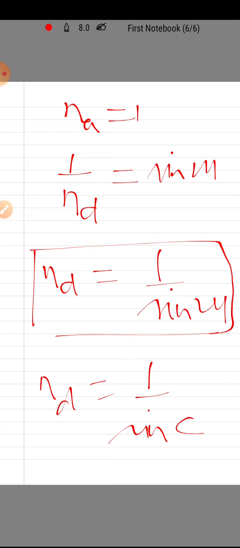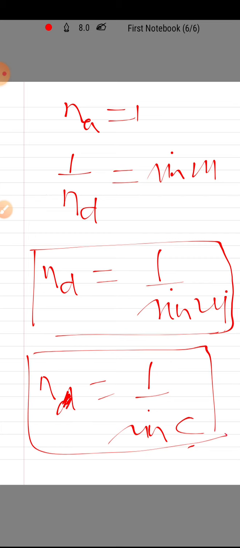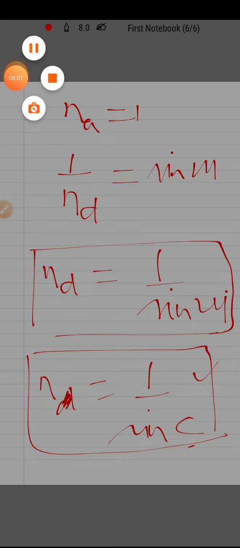C. Since if I am talking specifically about diamond, then our value will be 24, but if we have to derive a general formula, then this 24 cannot be used here. If we have to derive a general formula, then N is equal to 1 upon sin C, where C is the critical angle for that particular substance. So this is our general formula, and if we talk about this particular question, we have Nd is equal to 1 upon sin 24. So by using this method you can derive the formula for any given medium.